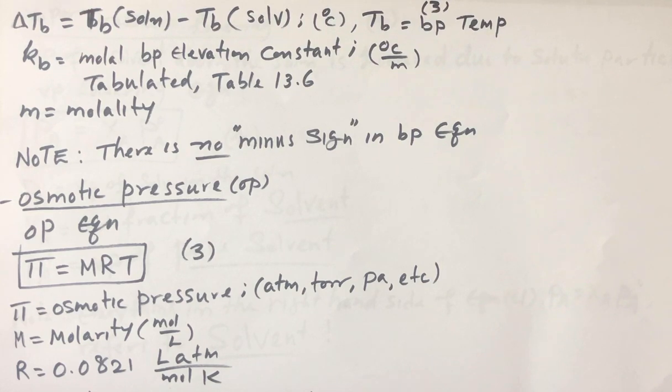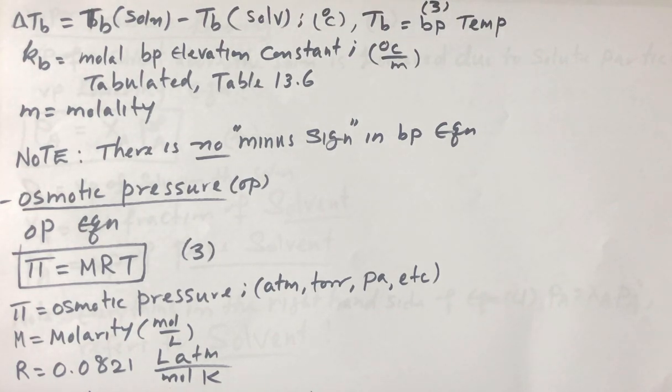Delta TB, as we defined it earlier, is solution minus solvent. In this case, it's the boiling point of the solution minus the boiling point of the solvent in degrees Celsius. KB is called the molal boiling point elevation constant. Degrees Celsius per molal is the unit. And again, they are tabulated in Table 13.6 in your textbook. m stands for molality, moles per kilogram. And again, I've mentioned that there is no minus sign in the boiling point equation.